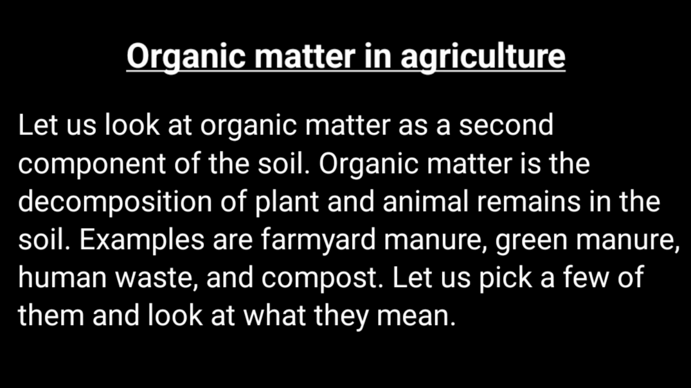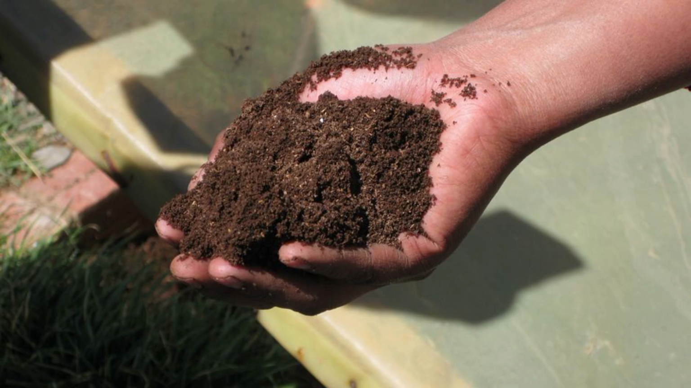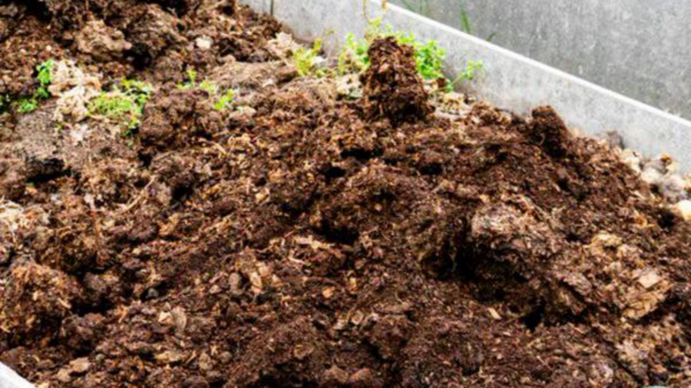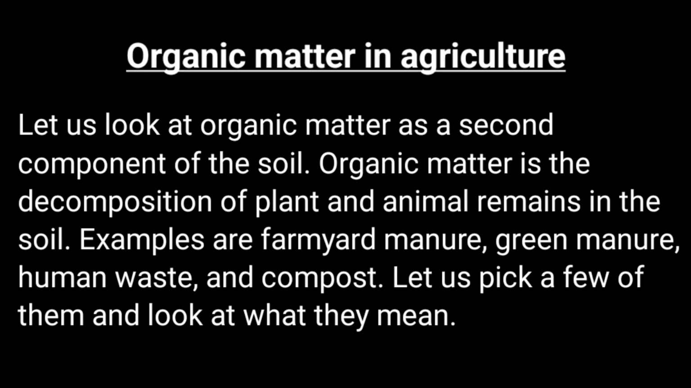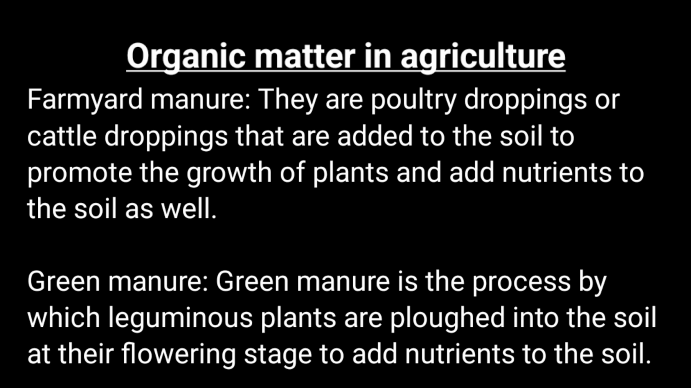Organic matter is the decomposition of plant and animal remains in the soil. Examples are farmyard manure, green manure, human waste, compost. Let us pick a few of them and look at what they mean. Farmyard manure. They are poultry droppings or cattle droppings that are added to the soil to promote the growth of plants. And they add nutrient to the soil as well.